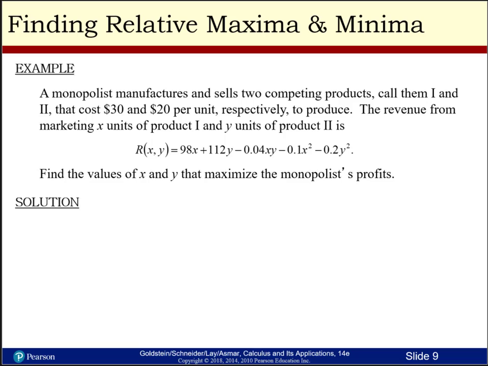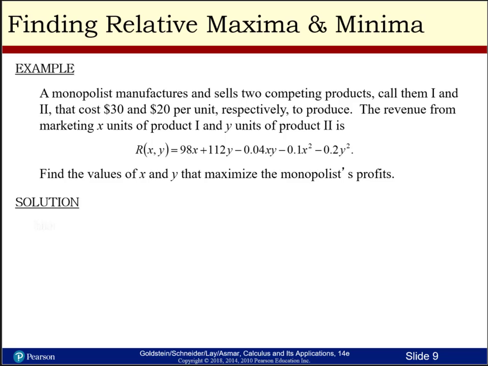A monopolist manufactures and sells 2 competing products. Call them 1 and 2, and they cost $30 and $20 per unit, respectively, to produce. The revenue from marketing x units of product 1 and y units of product 2 is R of x, y equals 98x plus 112y minus 0.04xy minus 0.1x squared minus 0.2y squared. Find the values of x and y that maximize the monopolist's profits.